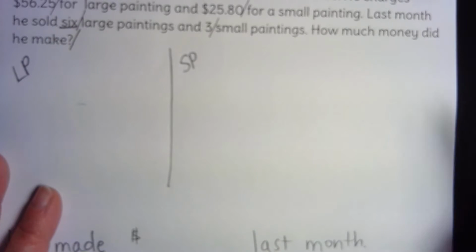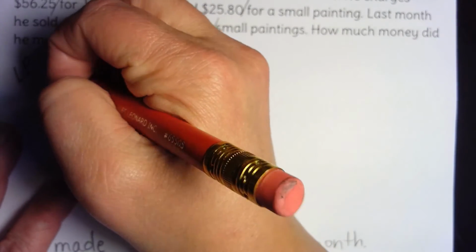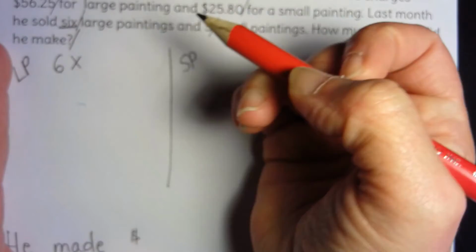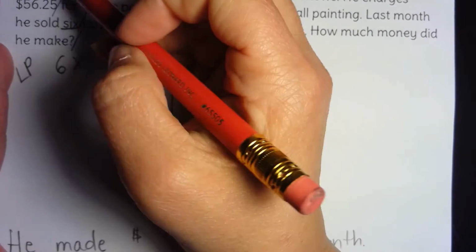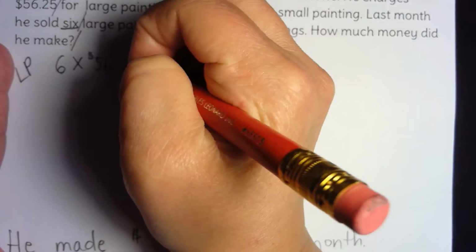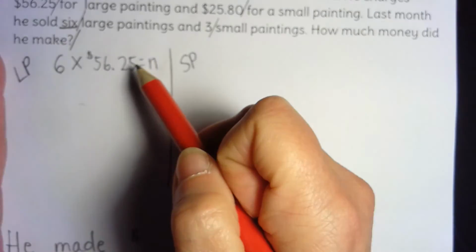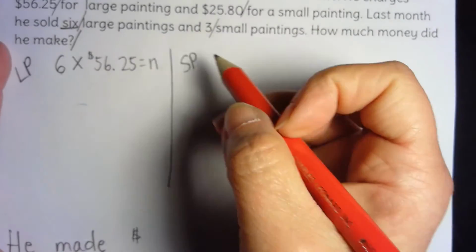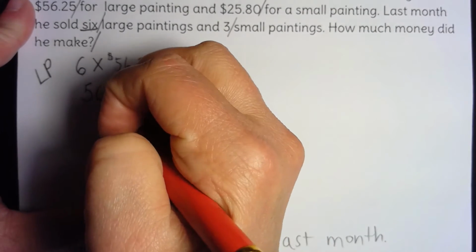Okay, so last month he sold 6 large paintings. So that's one thing we need to figure out. How much money is that? So 6 large paintings times 56.25 equals n, that's my unknown. 6 times 56.25, so that's my equation, and now I'm just going to set up my work.